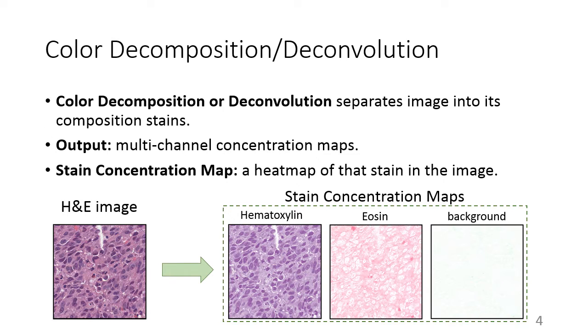Color decomposition or color deconvolution is a useful analytical tool. It separates an image into its composition stains. The output is multi-channel concentration maps which represent the concentration of each of the basic colors in the image, that is, the stains and the background color. Here's an example H&E stained image and the resulting concentration maps. The purple is the hematoxylin staining the nuclei, the pink is the eosin staining of the cytoplasm, and last is the background color.